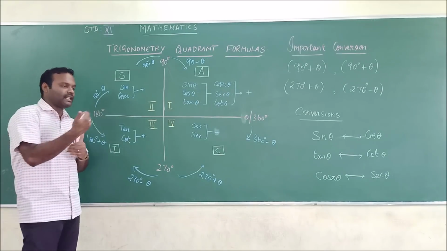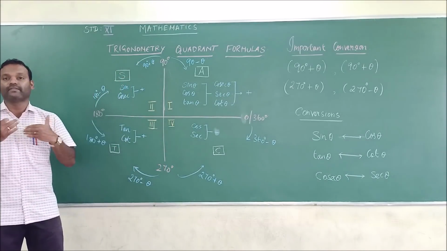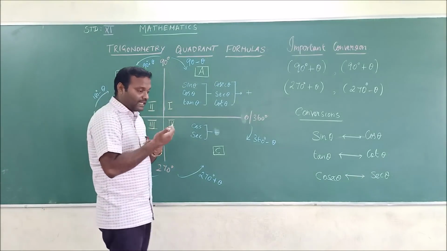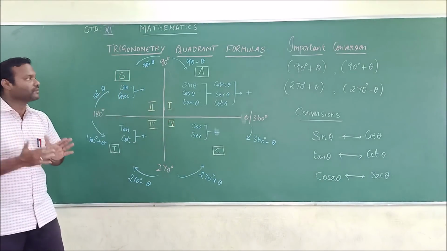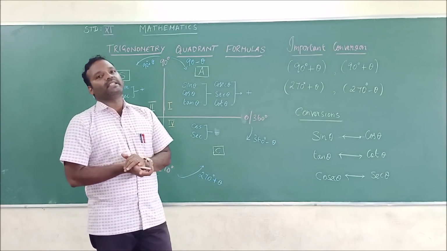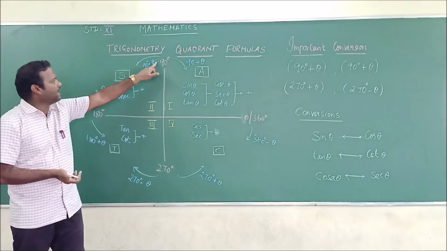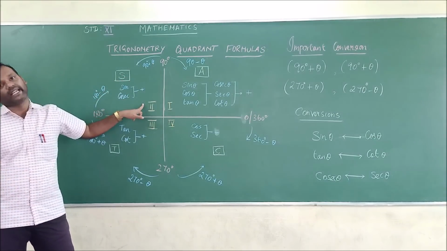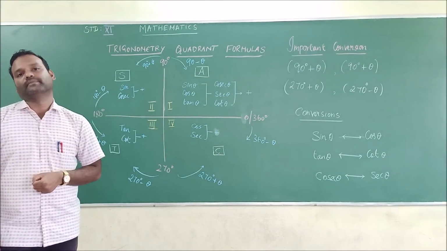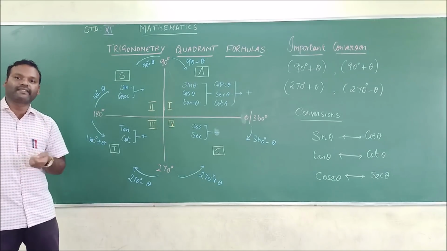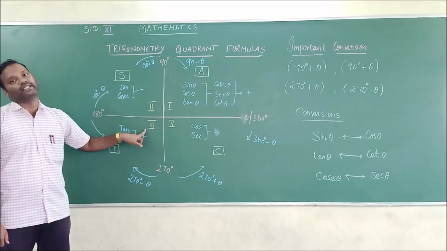In the 10th standard or below, 9th standard, you will be familiar with the conversion of complementary angles. That is the trigonometric ratios of complementary angles, that is 90 minus theta. Now, if I say 90 plus theta, it means more than 90 degrees. More than 90 degrees means it comes in the second quadrant. Suppose I am saying 270 degrees minus theta. 270 degrees minus theta is less than 270 degrees, so it lies in the third quadrant.